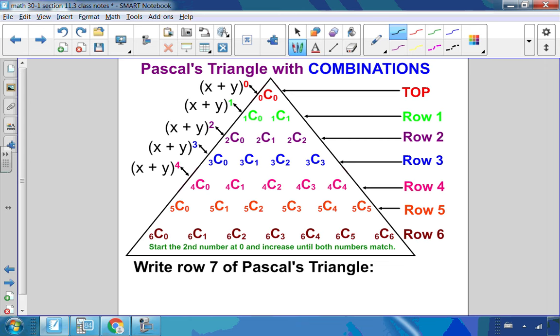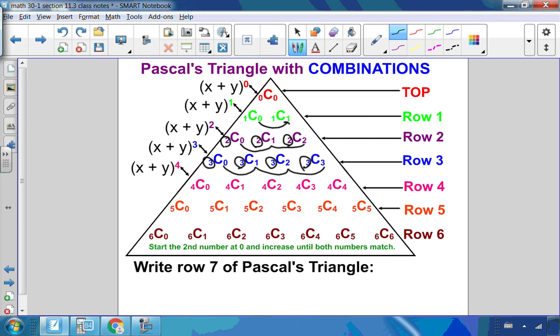Okay? So let's look at this. If I have x plus y to the 0, notice I start with 0c0, which is just 1. If I have x plus y to the 1, I have 1c0, and then I go 1c1. So I'm building, starting at 0 and building up. If I have it to the exponent of 2, so notice these are all 2c, and I start 0, 1, 2, building my way up. If I have something that's cubed, so starting with the 3's, they're all going to be 3c's, and I start 0, 1, 2, stop at 3.